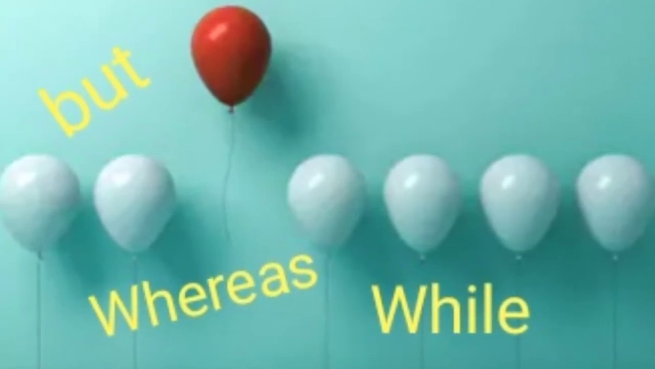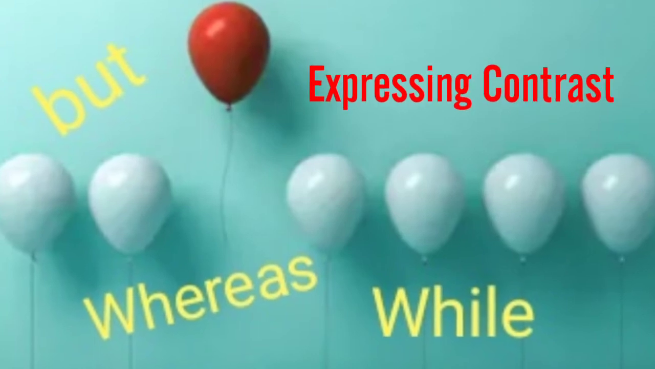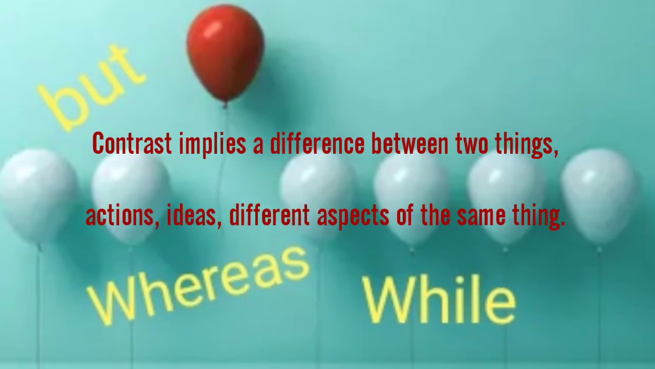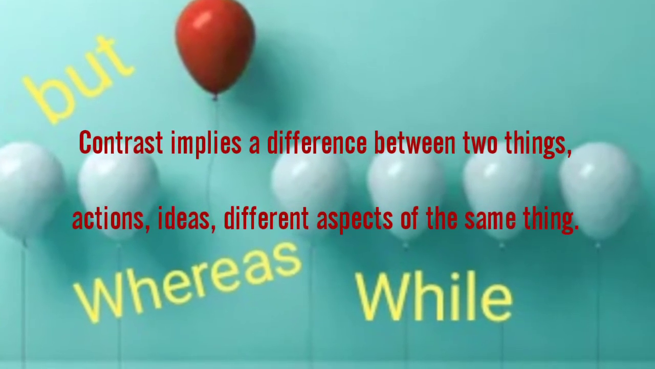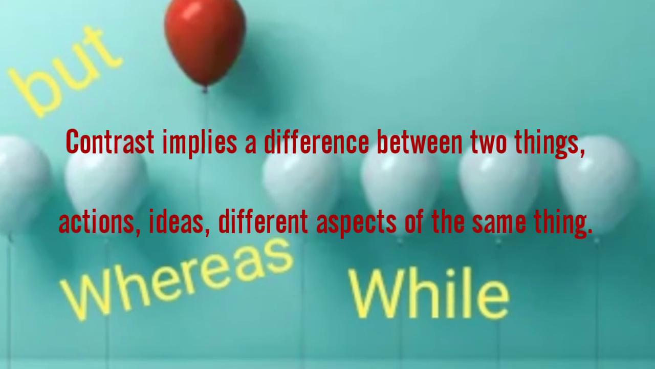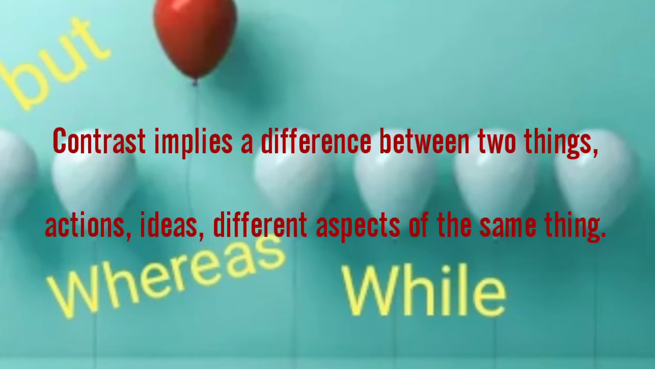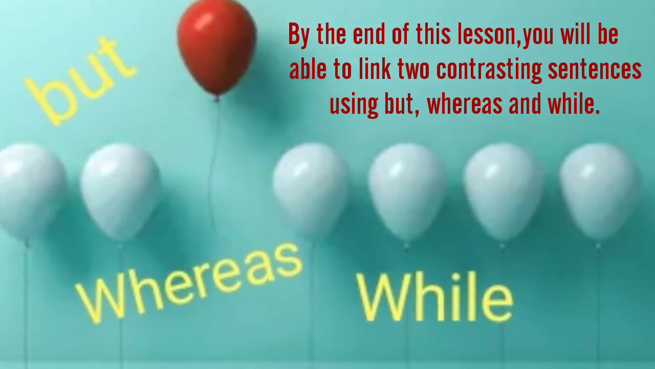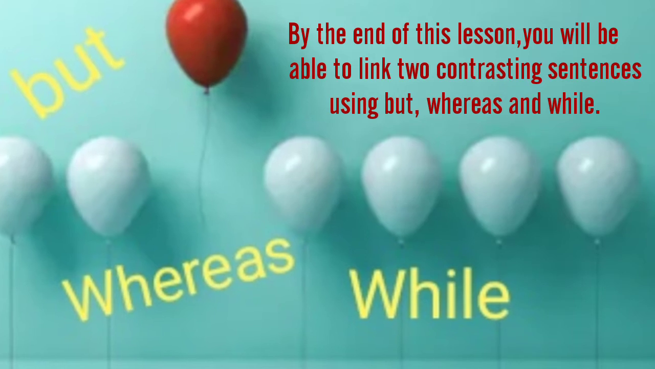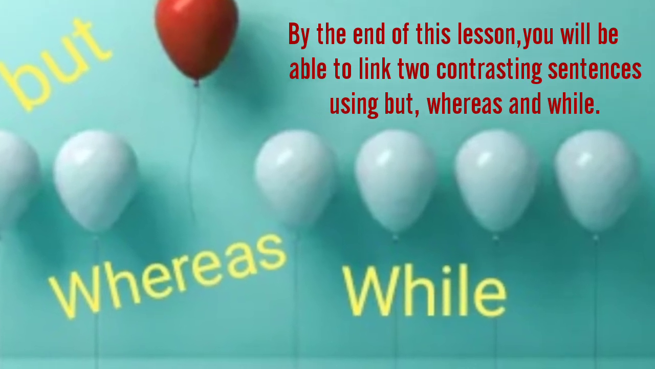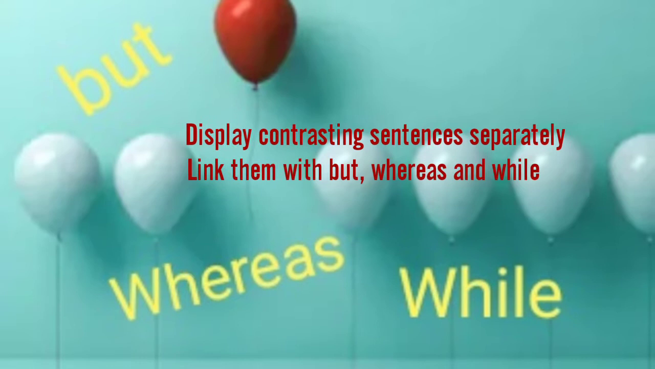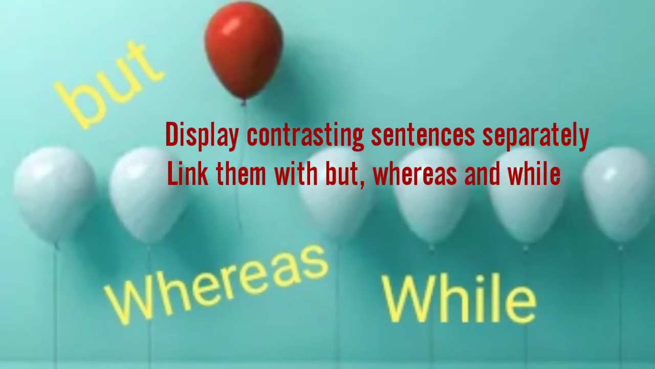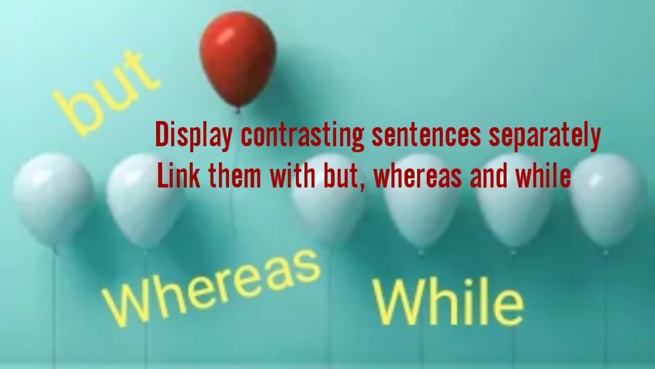In today's lesson, you can learn how to express contrast with but, whereas, and while. So, contrast implies a difference between two things, actions, ideas, or different aspects of the same thing. By the end of this lesson, you will be able to link two contrasting sentences using but, whereas, and while. I will display contrasting sentences separately, then link them with but, whereas, and while. Are you ready? So let's get started.